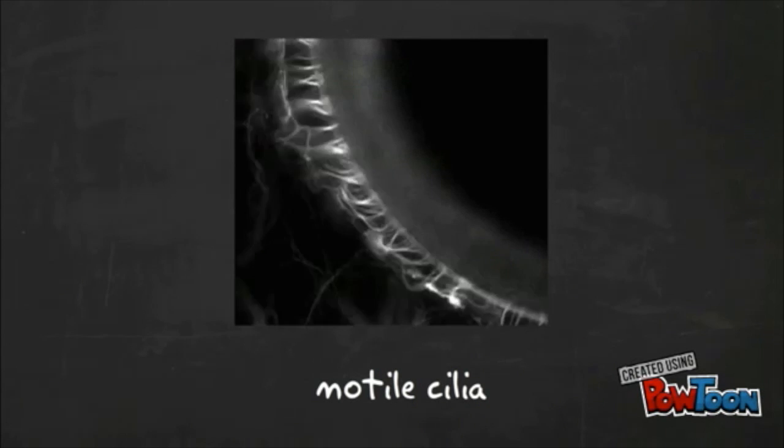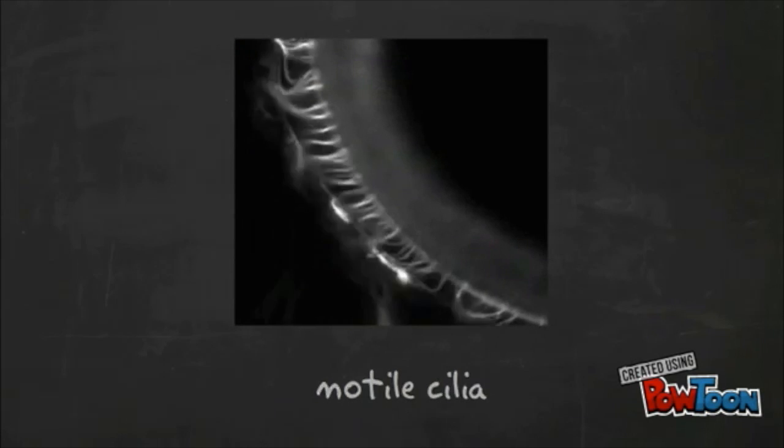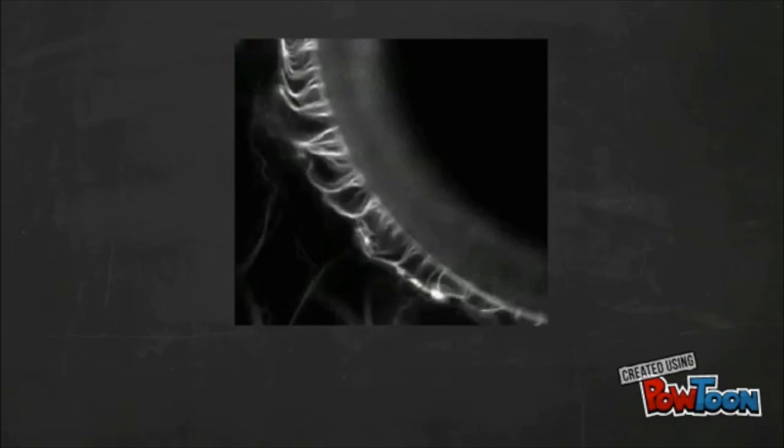Next, we have the motile or moving cilia. They're found in the respiratory tract and middle ear. Cilia keep the airways clear of mucus and dirt, which allows us to breathe with ease.